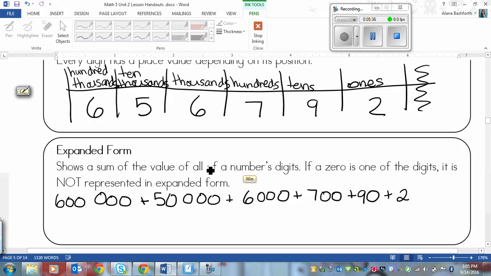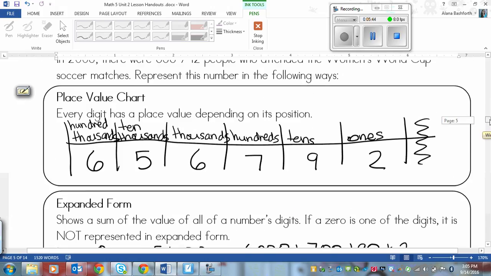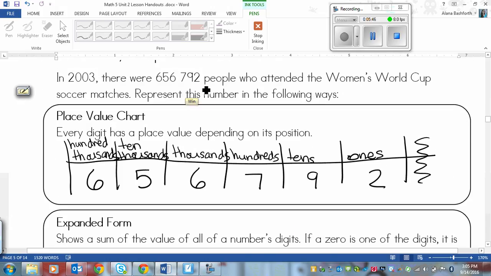And so it shows the sum of the value of all the digits of the number. So if you were to type this whole thing into your calculator, you would come up with just the standard form right here, this number right there.